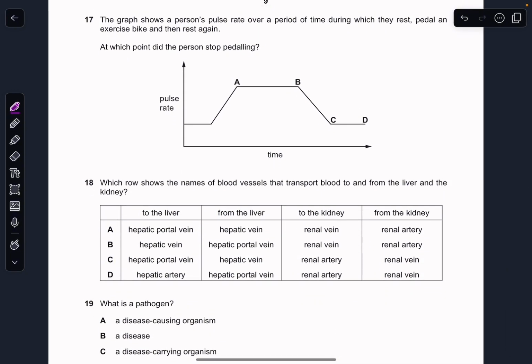The graph shows a person's pulse rate over a period of time during which they rest and pedal an exercise bike and then rest again. At which point does the person stop pedaling?